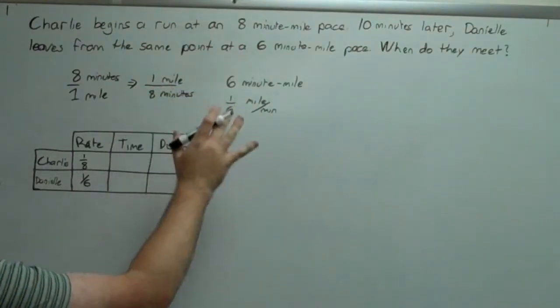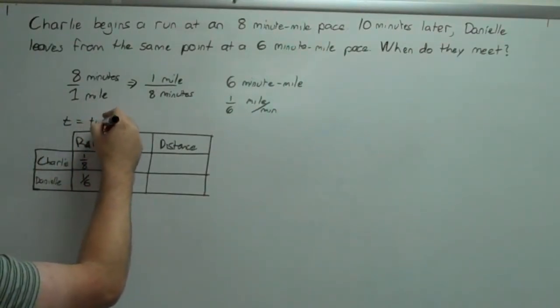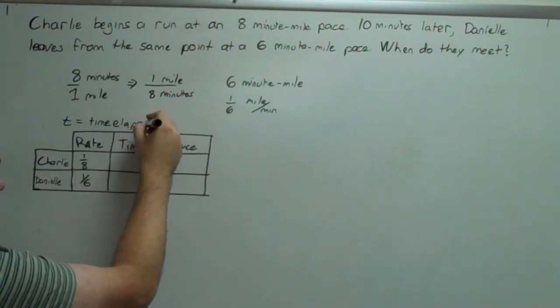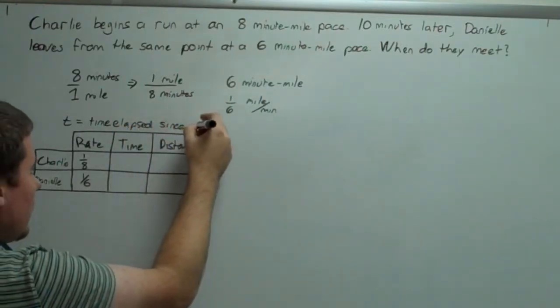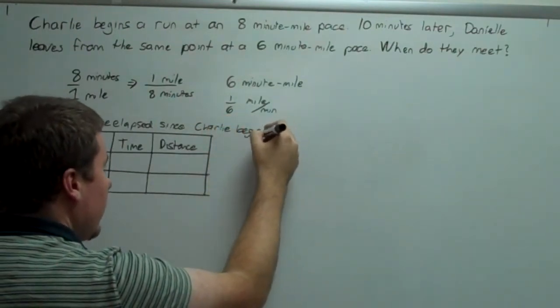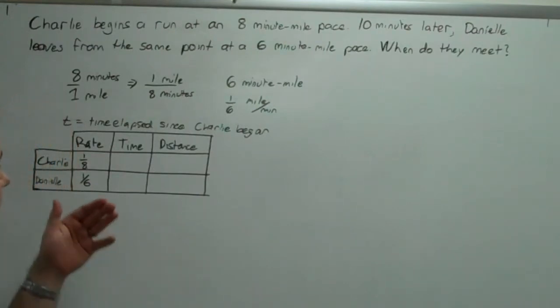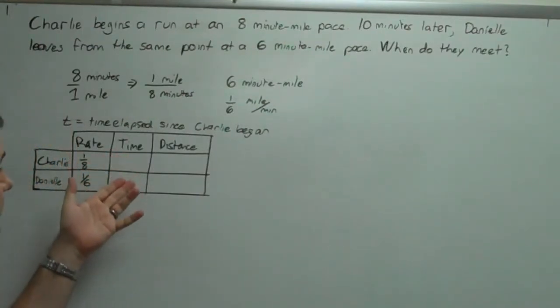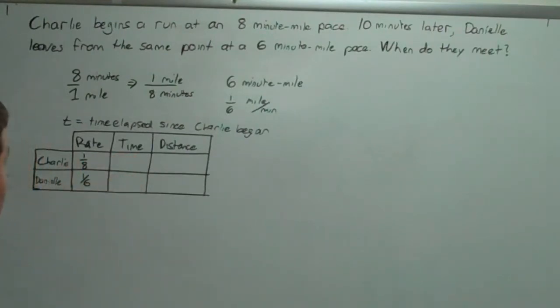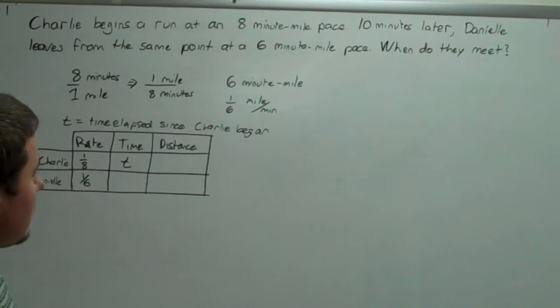Okay? Now at this point I haven't defined a variable, so let me do that. T is equal to time elapsed since Charlie began. Now if you want to make it the time elapsed since Danielle began, that's all well and good. You are permitted to do that. Just understand that the time has to be adjusted for one or the other. So I just arbitrarily chose Charlie as our absolute time. So his time is T. The amount of time he spends on the road is exactly T.